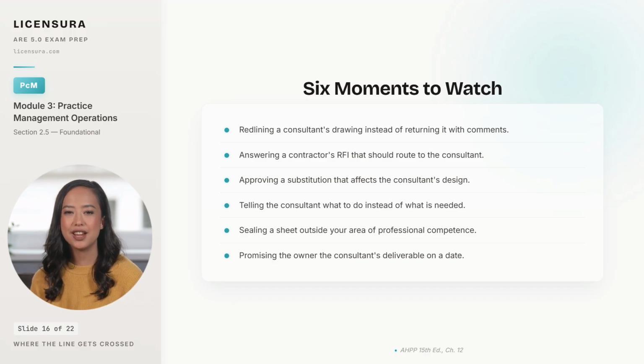The fourth is telling the consultant what to do instead of what is needed. Specify the outcome and let the engineer choose the means. The fifth is sealing a sheet outside your area of professional competence, which violates your license and your insurance at the same time.